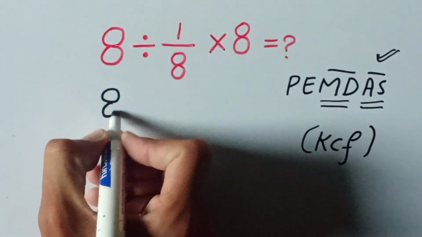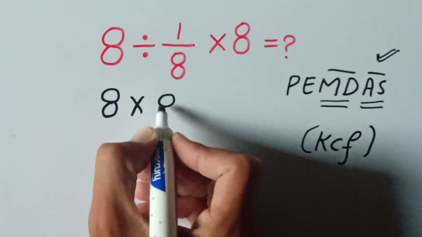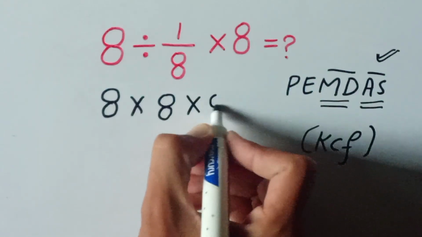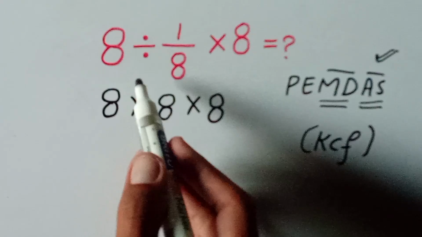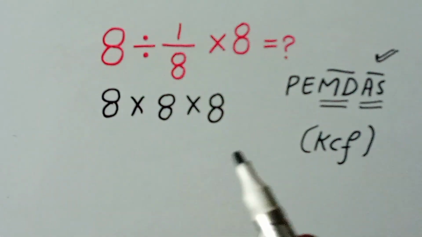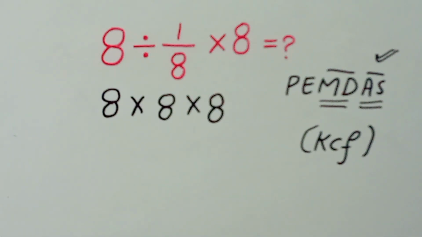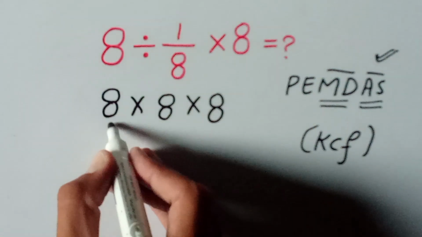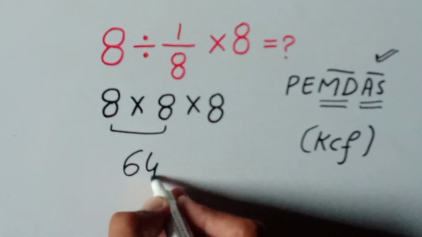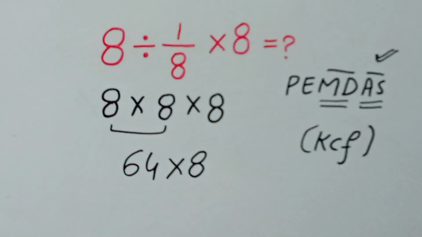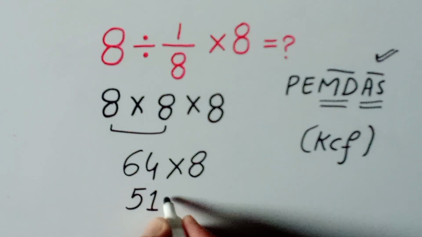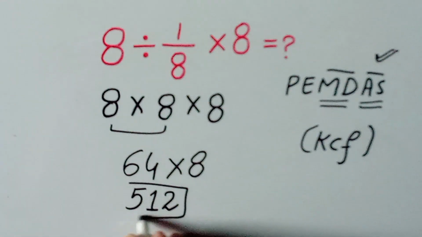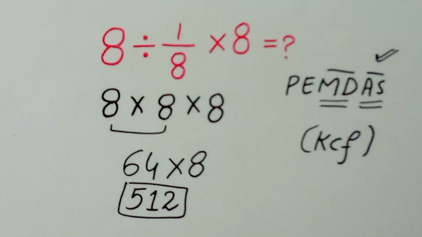So 8 multiplied by 8 multiplied by 8. Okay guys, the KCF rule states that when you change division to multiplication, the numerator is changed to denominator and the denominator is changed to numerator. Here 8 times 8 equals 64, times 8. Okay. Now in the next step, when you multiply 64 times 8, the answer is 512. Guys, this is the final answer of this expression.